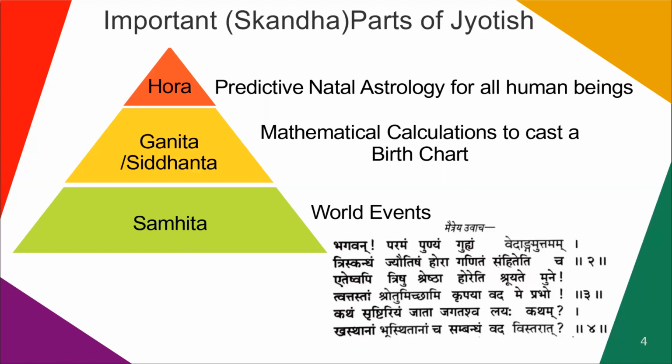So the important parts of Jyotish are Hora, Ganita, and Samhita, but Maharshi Parashara gives utmost importance to Hora or predictive natal astrology for all the human beings. And it is given in this shloka, Eteshvapi Trishu Sreshtha Horeti Shruyate Mune. He says, I want to hear the most important part of Jyotish, that is Hora.